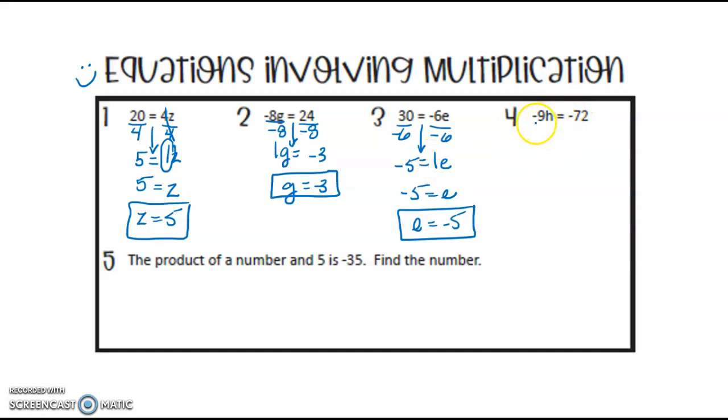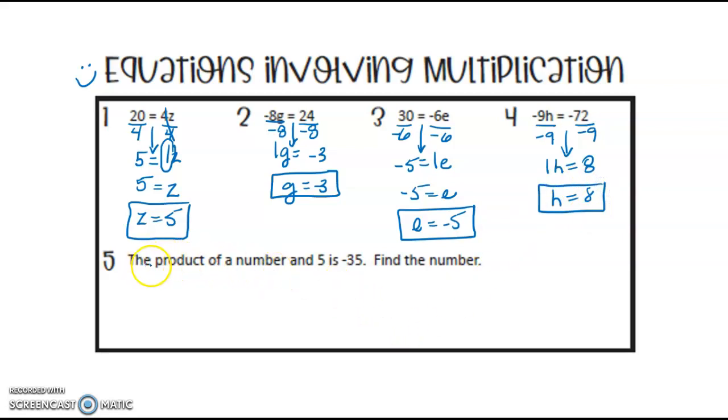And last one in this row, I have negative 9 H is equal to negative 72. Negative 9, negative 9. We're dividing by negative 9. Negative 9 over negative 9 is 1H. My equals comes down. Negative divided by a negative is a positive. So I have H is equal to 8.